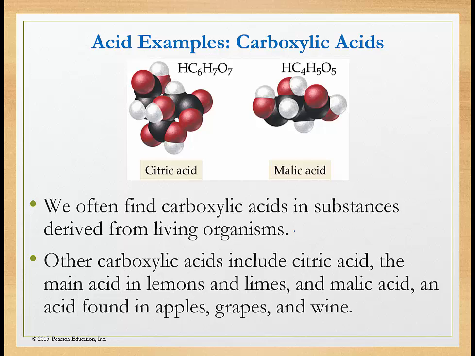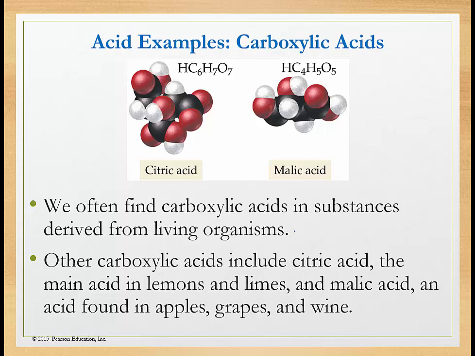Citric acid, and malic acid. So these acids, carboxylic acids, are very often naturally occurring acids. They can be found in or derived from living organisms. So citric acid, for example, is the main acid found in lemons and limes. So we know it as citrus fruits, citric acid.